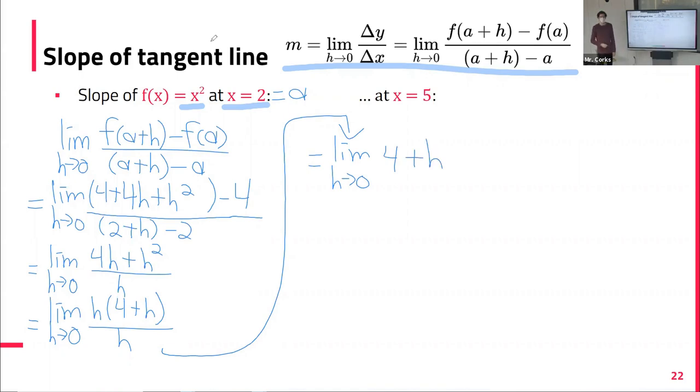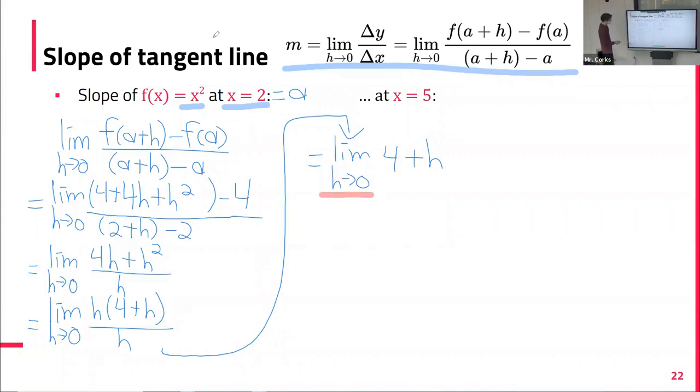And now what can we do? How do we get there? That's what we want, but how can we do that and make it mathematically valid? How can we, what's the next step? How can we simplify this? 4 plus 0, so it's 4 because h is approaching 0, right? Okay, so we'll evaluate the limit.